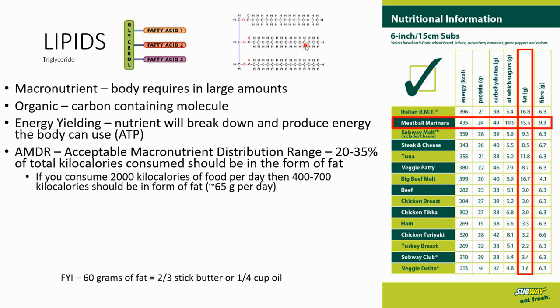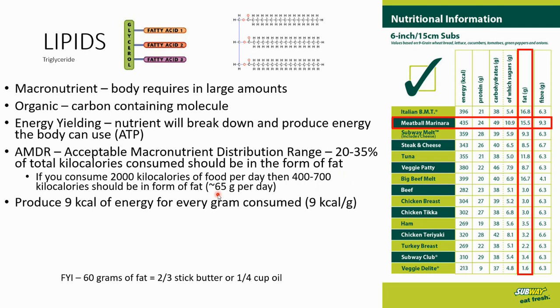Now, how much of it do you need? You're going to need 20 to 35% of what you eat should be in the form of triglycerides or lipids. So, for example, if you consume 2,000 kilocalories per food a day, then 400 to 700 kilocalories of that should be in the form of fat. So you're looking at about 65 grams a day.